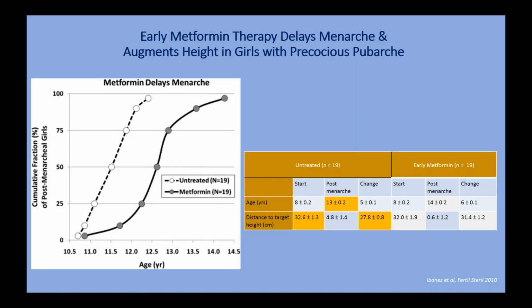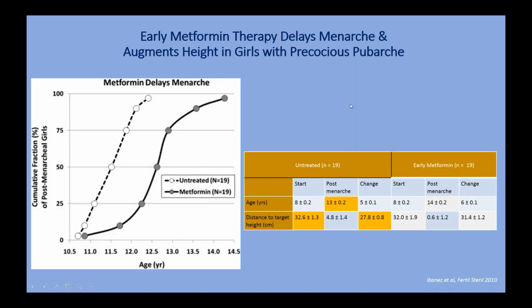So for the data on the right, for the same population, these girls were started on metformin versus no treatment. Starting age was 8, and they were followed through post-menarche to age 13. The estimated distance to target height at age 8, based on mid-parental height, was 32.6 centimeters plus or minus 1.3 for the population, and the same for the metformin-treated population. But post-menarche, the untreated population was almost 5 centimeters short of their estimated height. So they had a shorter height compared to the girls who were treated with metformin, who were taller than the girls who remained untreated.